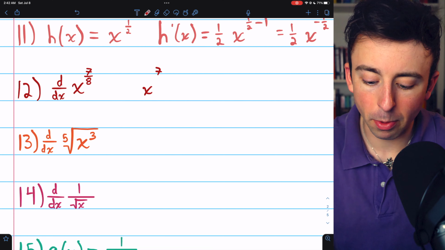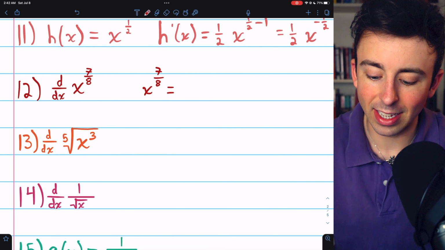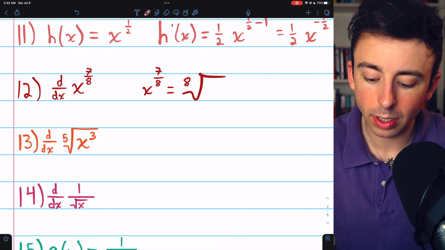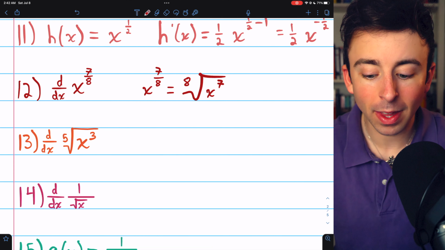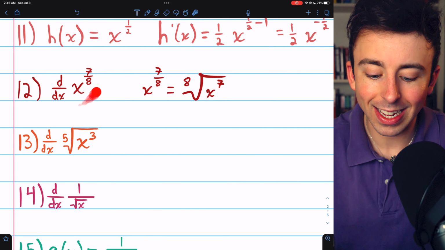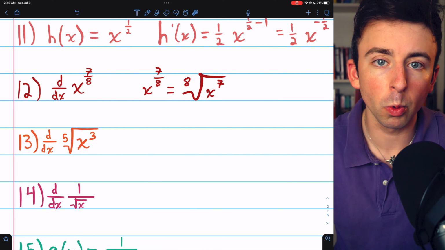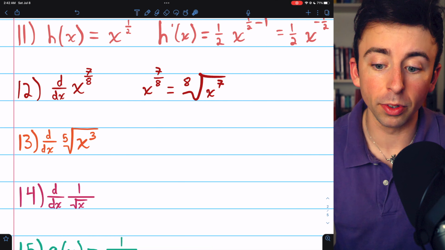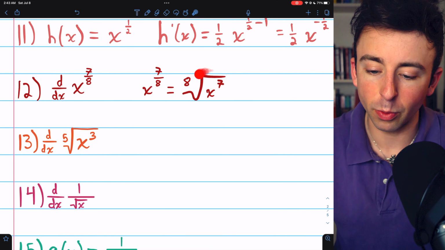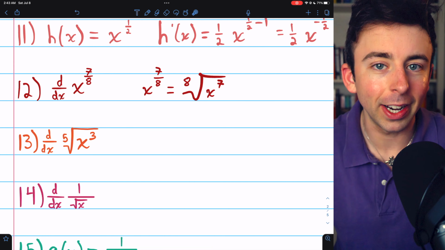By the way, remember that x to the 7/8 is the same as the 8th root of x to the 7. It's easier when we start here because we can just apply the power rule from the jump, but we will soon do examples where we start with the radical and then have to rewrite it with the exponent.